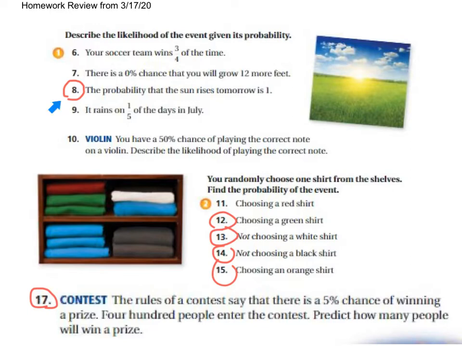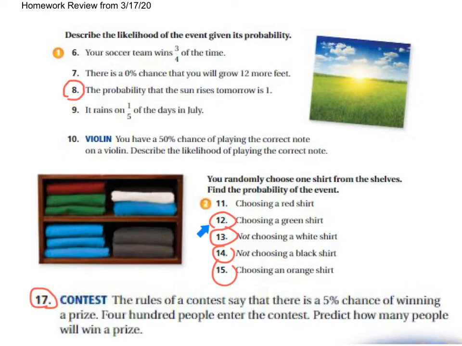For number 8, it says describe the likelihood of the event given its probability. And number 8 says the probability that the sun rises tomorrow is 1. From yesterday's lesson, we learned that 1 can also be represented as 100%. So then we read this as the probability that the sun rises tomorrow is 100%. So 100% would mean that this event is certain to happen.